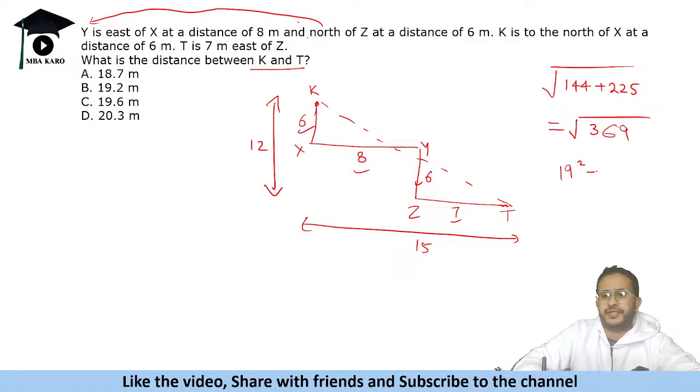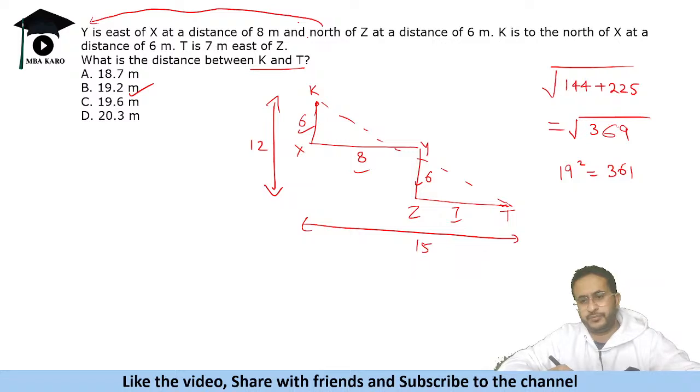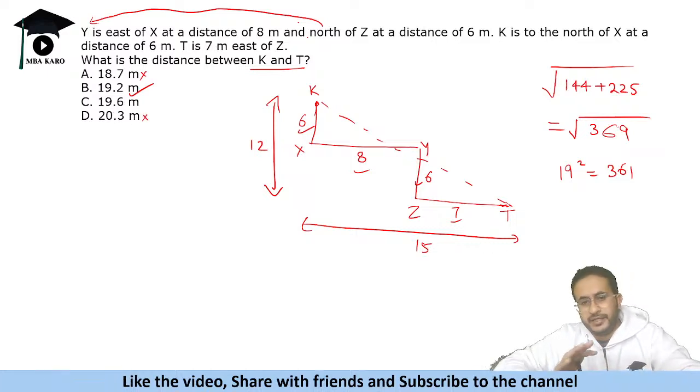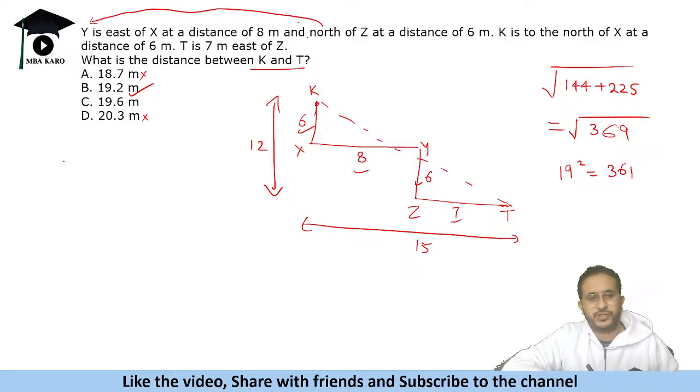Now 19 square is 361. So 19 से थोड़ा ज़्यादा होना चाहिए. It becomes 19.2. Now 18 तो नहीं होगा, 18.6 नहीं होगा, 20 won't be the answer. Now, if you are confused between 19.2 and 19.6, ठीक है, 19 we know the squares of 19.